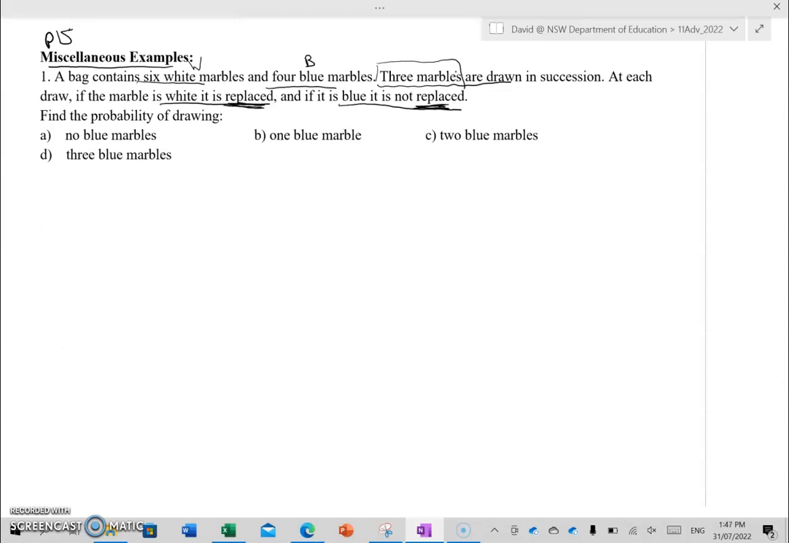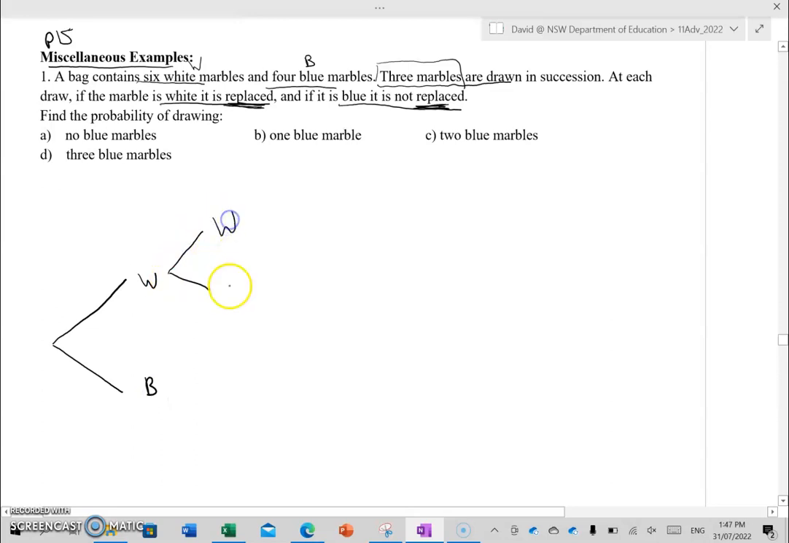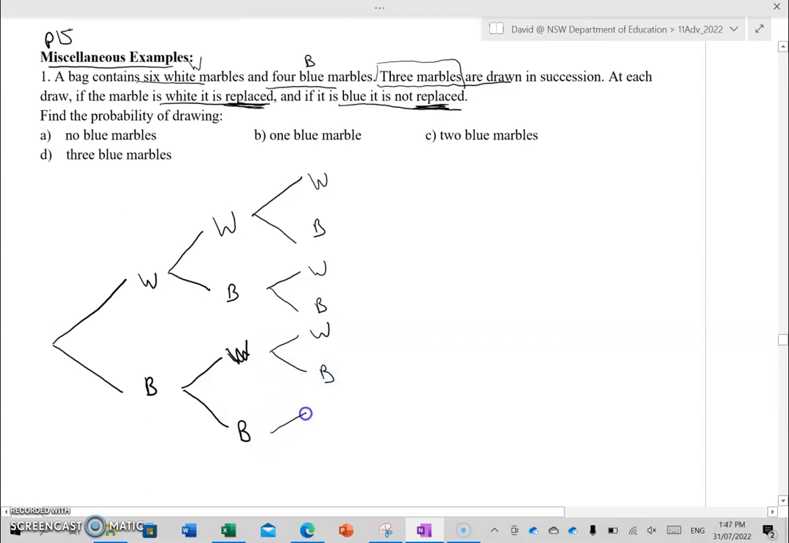So you can either get white or blue each time. So nice big diagram, start from like the middle there, white, blue. That's my first draw. My second draw can be white or blue. White or blue. And my third draw can be white or blue. So that's my first, that's my second, that's my third. I'm going to write my outcomes here.